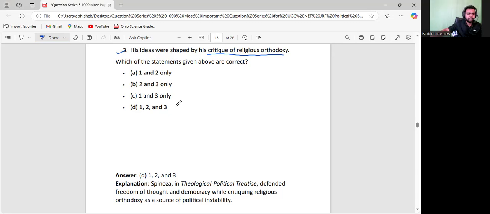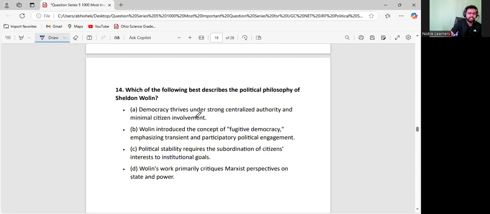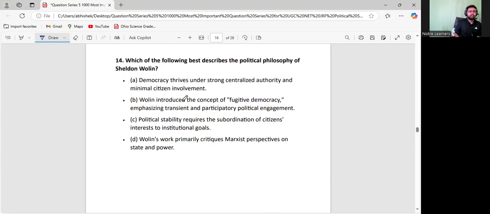Okay, let us go to the next one. So all three statements were correct over there. Which of the following best describes the political philosophy of Selden Wolin? Selden Wolin is a very important thinker associated with contemporary theory. Let us understand his idea of democracy. The first option: democracy thrives under strong centralized authority and minimal citizen involvement.